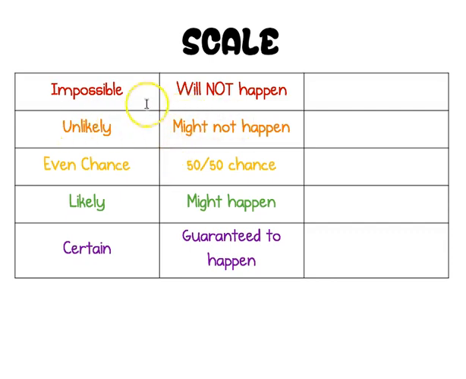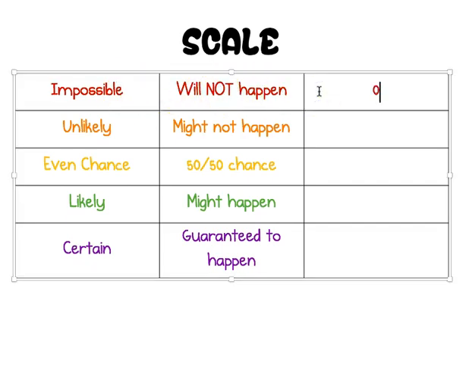So this is our scale. It goes from impossible to certain. So impossible means it will not happen. That means there's a 0% chance. It's 0 out of 10. Okay?